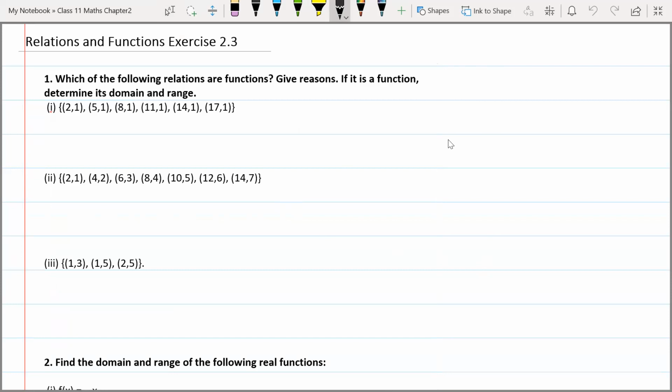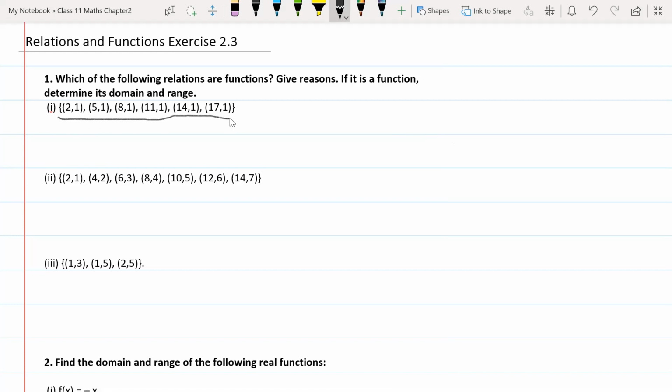What you have to find out in parts 1, 2, and 3 is that, first of all, you have to tell if it is a function. If it is a function, then why it is a function, and then determine its domain and range. So this is given: (2, 1), (5, 1), (8, 1), (11, 1), (14, 1), (17, 1). These are the elements x, y.